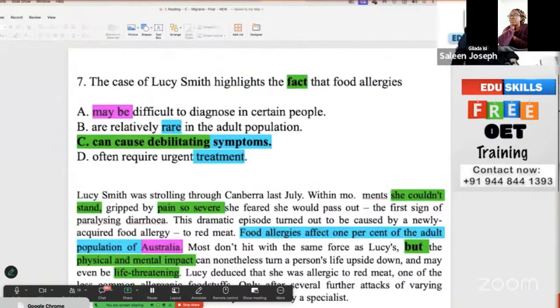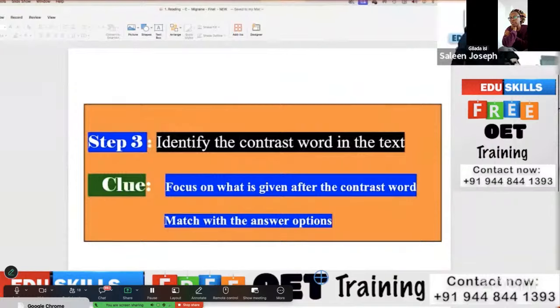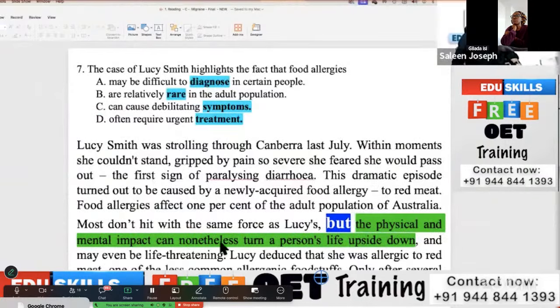So we are here. The answer is option C, can cause debilitating symptoms. And step 3, identify the contrast word in the text. Focus on what is given after the contrast word. One more clue. Actually, that's not required here because in the topic sentence itself they are giving the symptoms and other options are eliminated. Still, I am giving you one more clue. Focus on what is given after the contrast word, and match with the answer options. What is given after the contrast word? What is the contrast word? The physical and mental impact can nonetheless turn a person's life upside down.